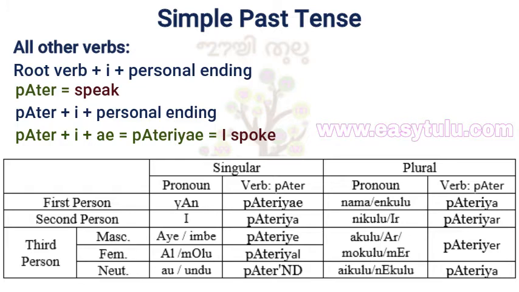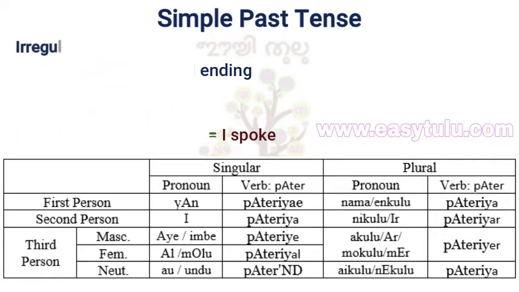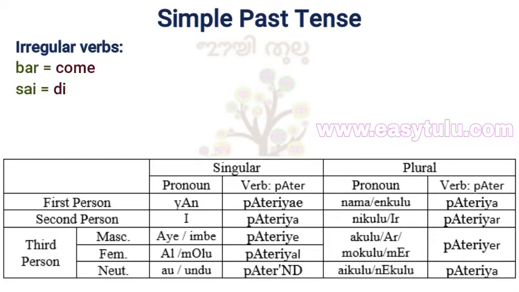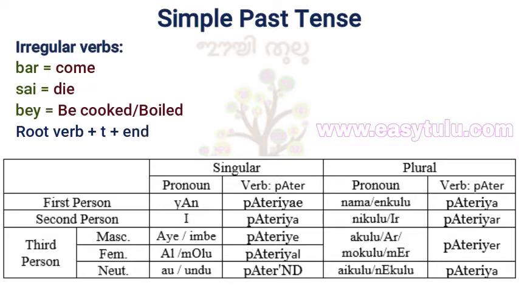Okay, all the verbs except pu ending and nu ending are conjugated in the same way in simple past tense. But there are few irregular verbs. Baru means come. Sai means die. Bei means be cooked or be boiled. These are irregular verbs in Tulu. These verbs are conjugated by adding t sound and not e like other verbs. So these are not pu ending verbs, but still these verbs are conjugated by adding t sound instead of e.